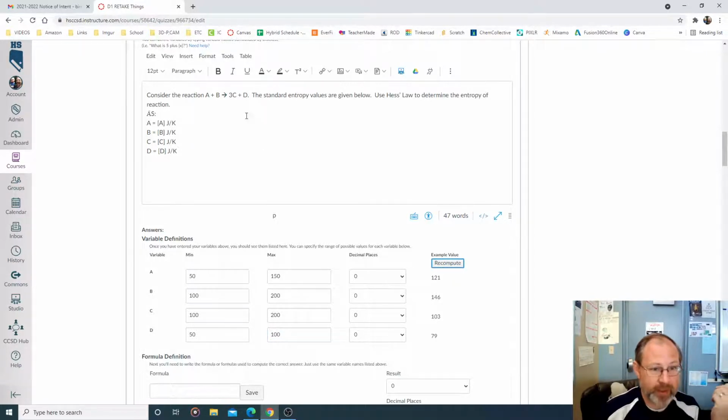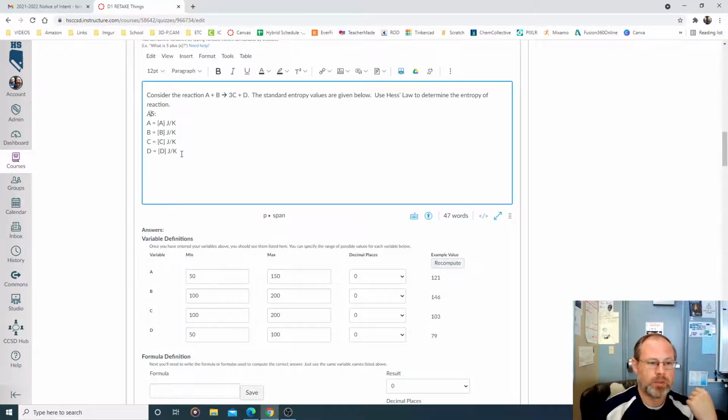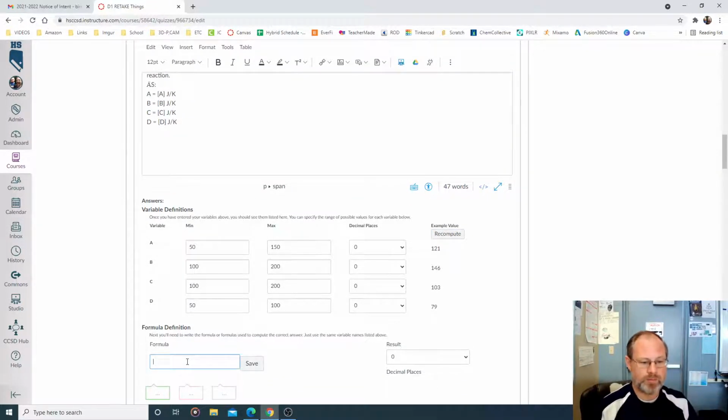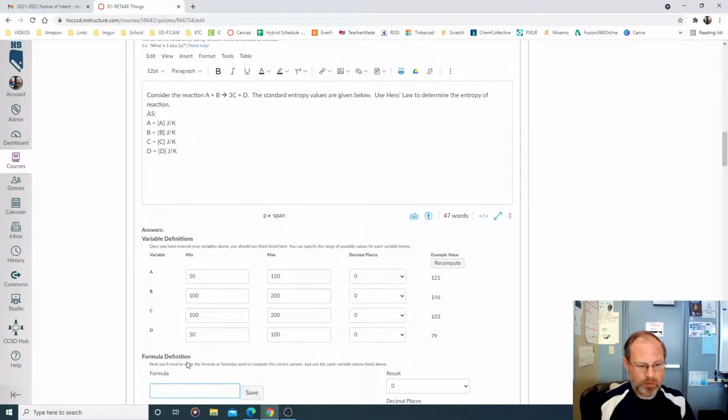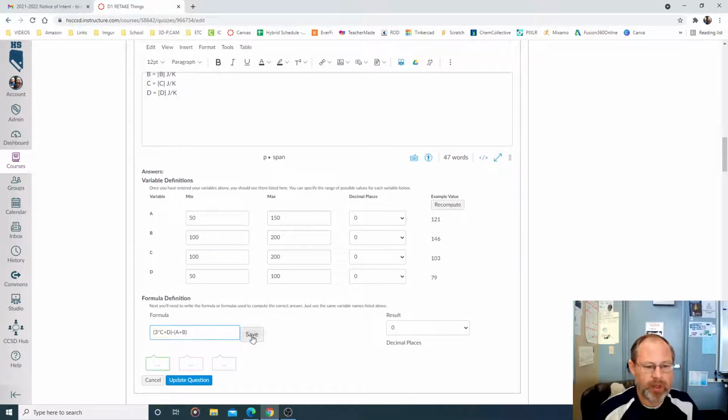And then I've got to put the formula in. The formula is going to be 3C plus D minus A plus B. I'm going to open my parentheses, 3 times the value of C plus D, close my parentheses, minus, I'm just going to put these in parentheses because I like parentheses, A plus B. Okay? So products minus reactants, 3C plus D minus A plus B, and save.